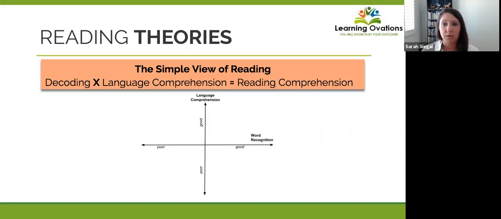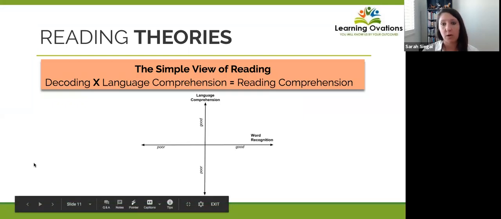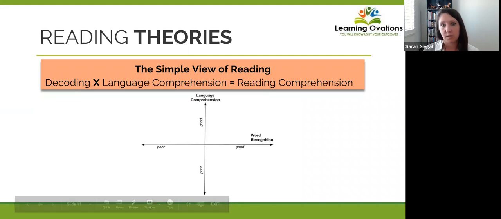We may have other students who have really good oral language, vocabulary, and comprehension skills, but poor decoding. And so those students might fall in a different quadrant on the spectrum. But both of those components are playing a role for reading comprehension. The other thing that's really important to consider here, right, is if decoding or language comprehension is zero, the whole equation falls apart. So we really need to support both of these skill areas.